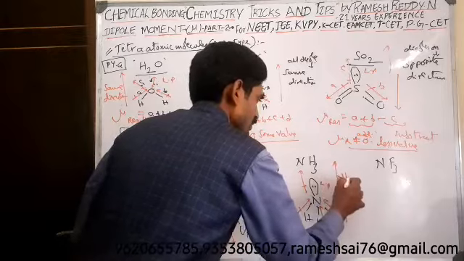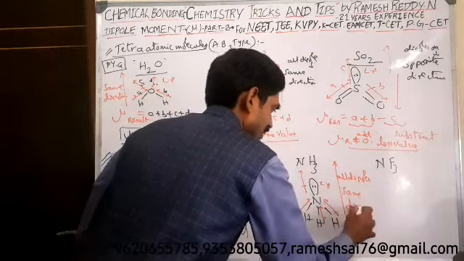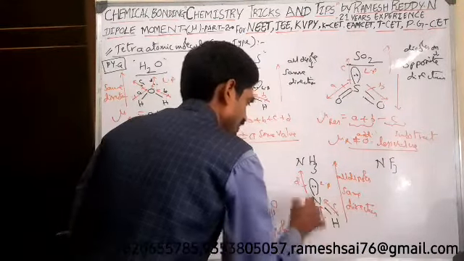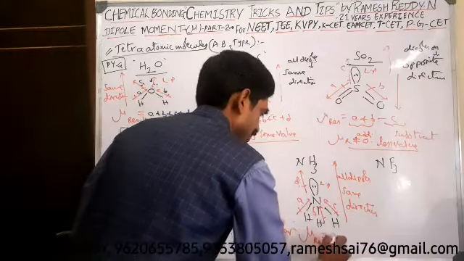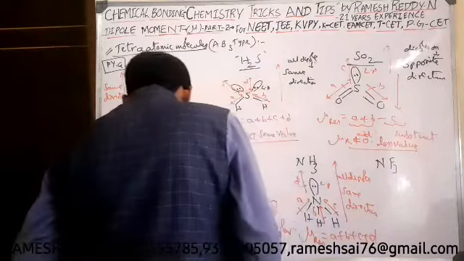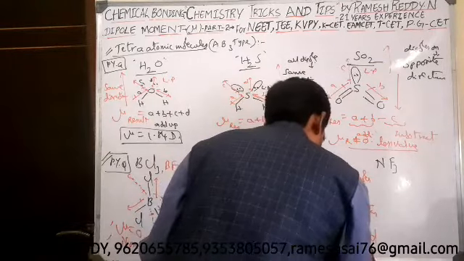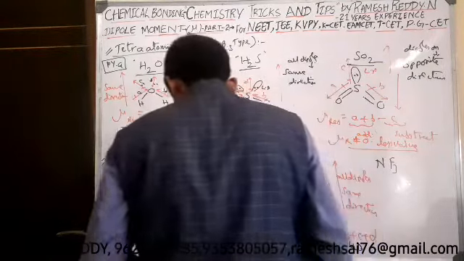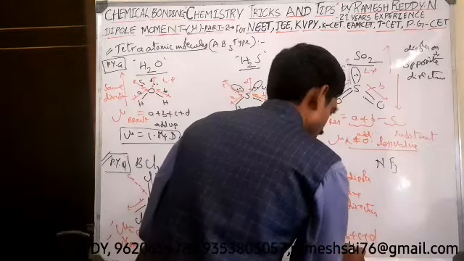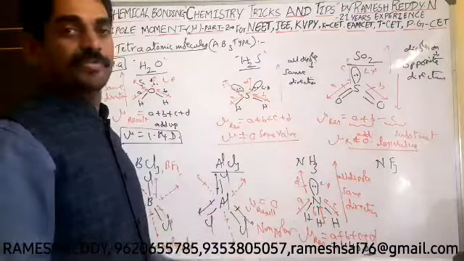So all dipoles operate in the same direction, so all add up together, A plus B plus C plus D. The resultant dipole moment is equal to A plus B plus C plus D. How much is that? This is nearly 1.4 debye, my dear students. 1.46 actually, that is 1.46 debye. Is it clear? Right, it has some dipole moment, 1.46.